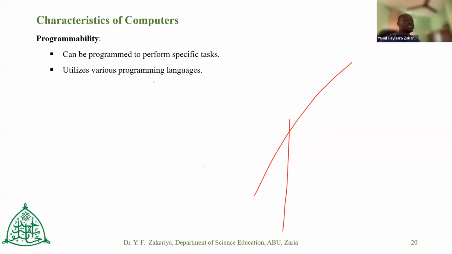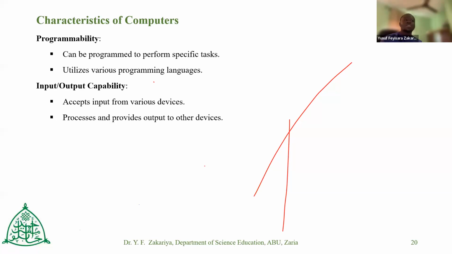Okay, still on the characteristics is programmability. You can program a computer. You can tell a computer to perform some tasks using instructions, which are programs. Then you can also utilize several programming languages. So we have Java, you have C++, and then there are so many object-oriented programming languages, and so on and so forth. Now people are programming using artificial intelligence and stuff like that.